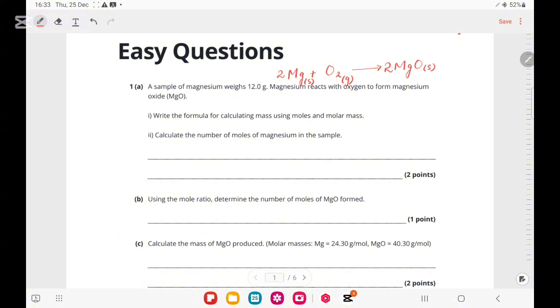He's saying write the formula for calculating the mass using moles and molar mass. So the formula is going to be mole is equal to mass divided by molar mass. And then we have to calculate the number of moles of magnesium. So when we have to calculate the moles of magnesium, then the formula is mole is equal to mass. Mass is 12 grams of magnesium, and its molar mass is going to be 24.30, and moles comes out to be 0.494.